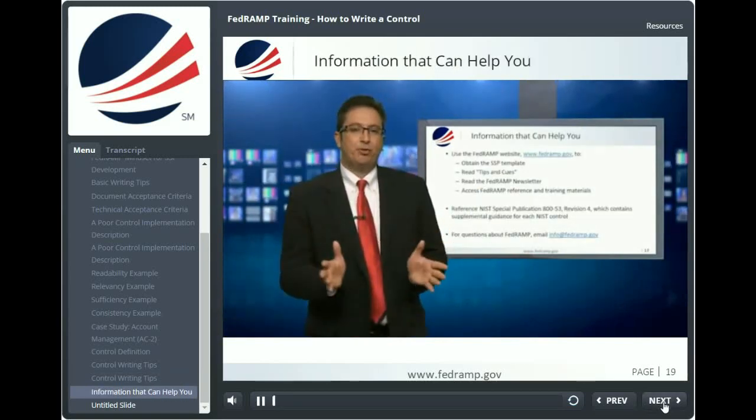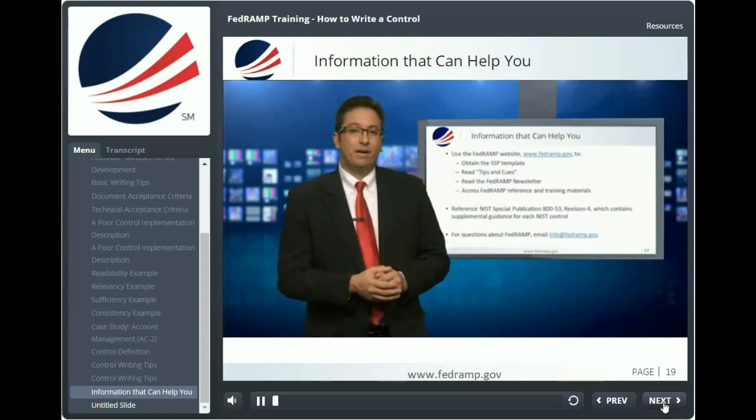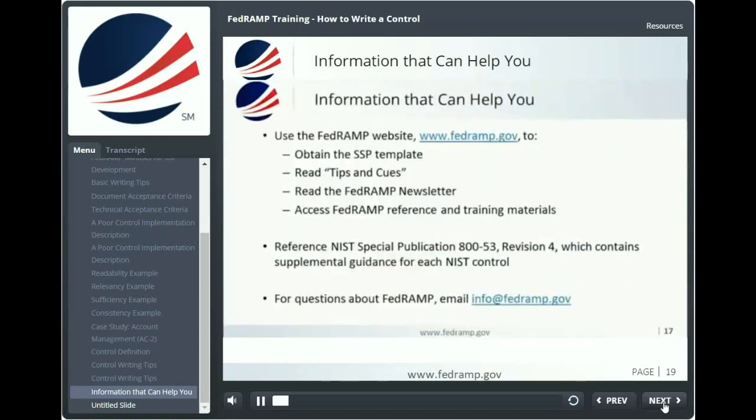Well, that about wraps up the training, but before we go, we want to give you some information you can take with you to help you out while you get your documentation together. First, fedramp.gov. That is the place for all of the documents and templates. Always check fedramp.gov. We also put out some tips and cues that are written by our entire team to help give you tricks of the trade and what we look for. So check out our tips and cues list. That's always very helpful. Check out our newsletter. We keep you up to date with all things FedRAMP going on all the time.